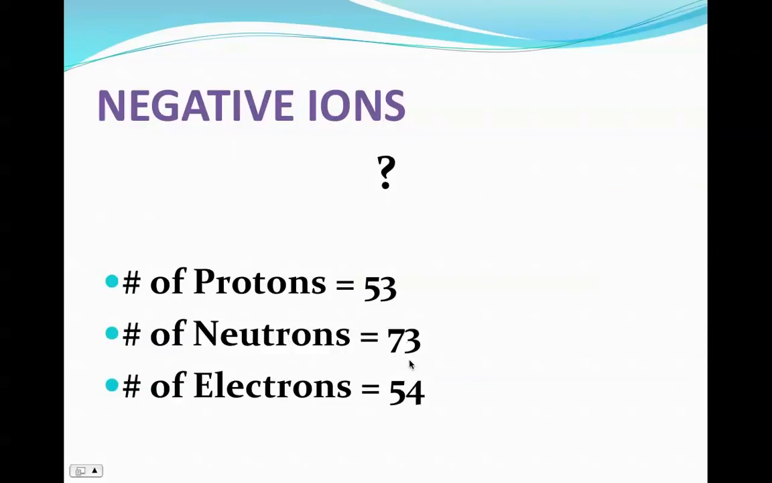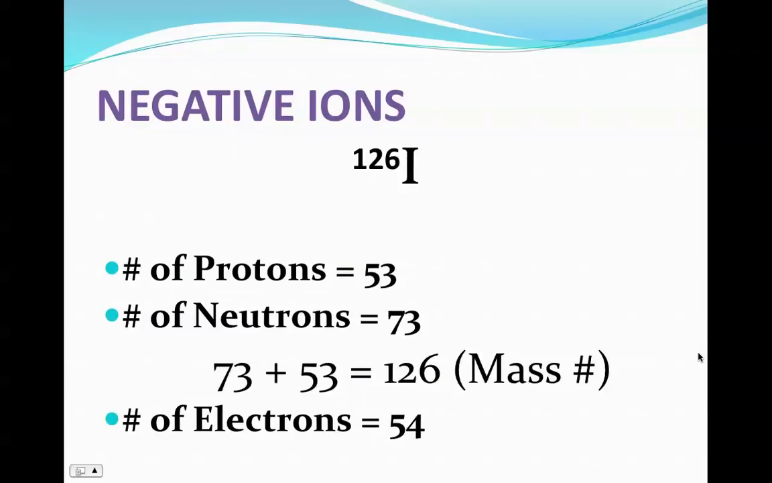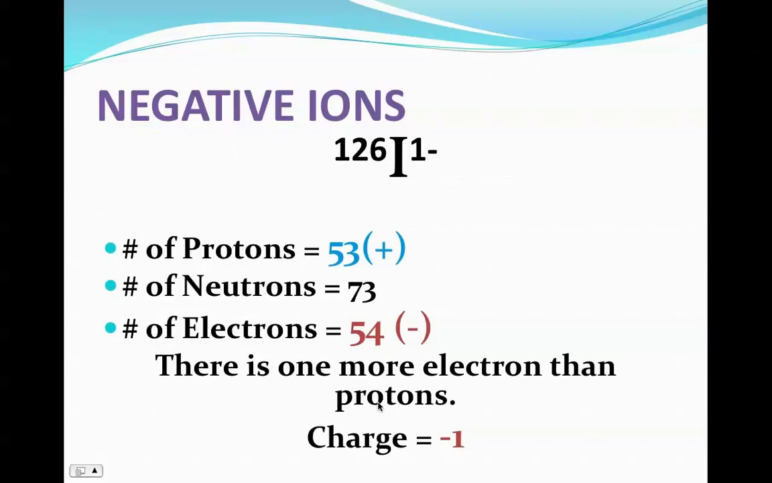So here we can work backwards. If we're given protons, neutrons, and electrons, we can determine a bunch of information about our ion. So our protons give us our element, iodine. Our neutrons and protons can give us our mass number of 126, which we put in the upper left-hand corner. And then we have to compare our protons and electrons to get our charge. Since there's one more electron than protons, our charge is -1. And you can see our completed symbol there for the iodine ion.